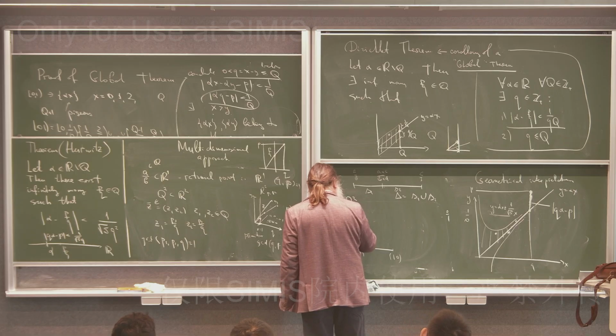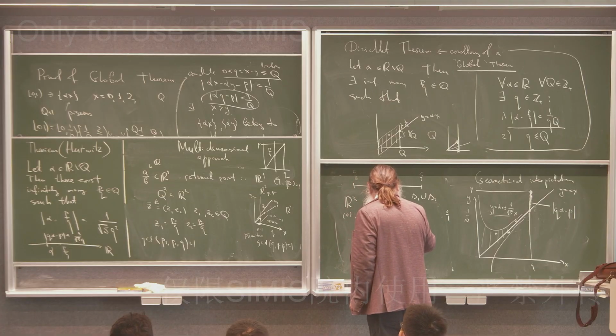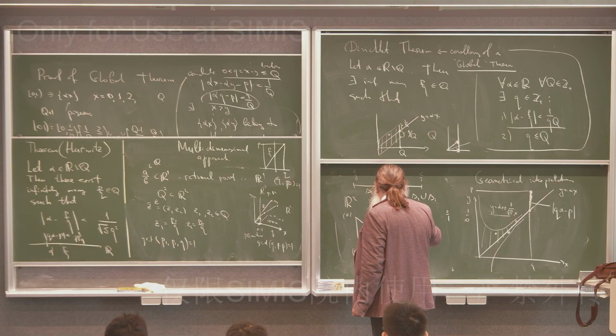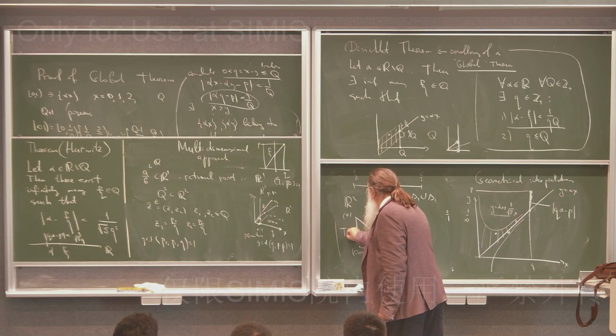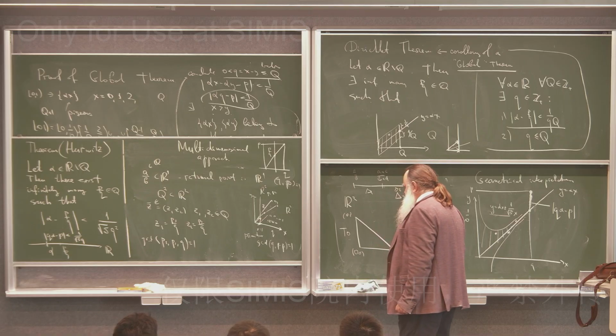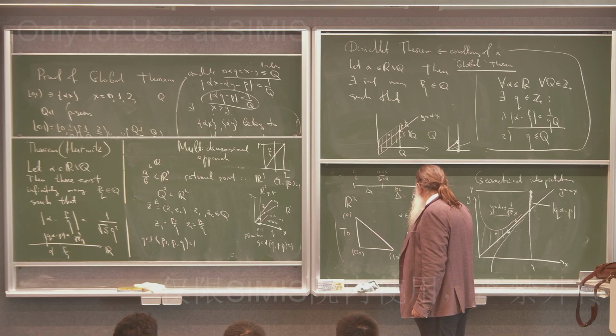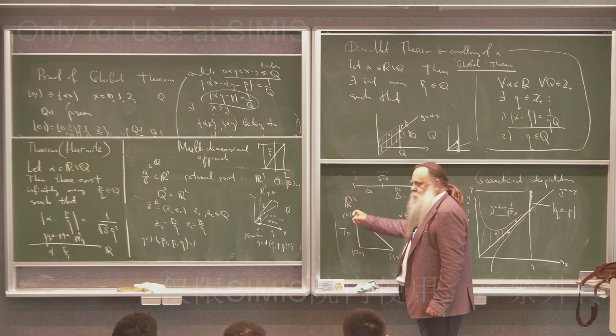We are interested in approximation of two-dimensional vectors in this triangle. Let this triangle be T0. Triangle T0 is the triangle with vertices 0, 0, 1, 0, 0, 1. Okay?